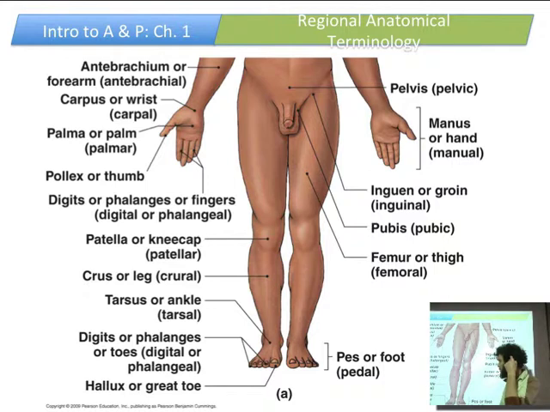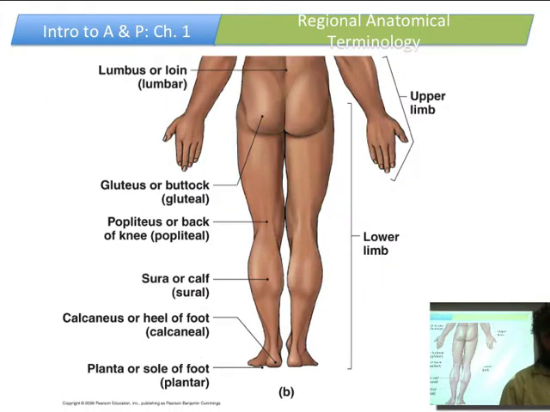Tarsus or tarsal is the ankle. The pes or pedal region is the foot. And then, let's see, yep. So lumbus is your lower back and lumbar region. The gluteus or gluteal region is your butt, the buttock.